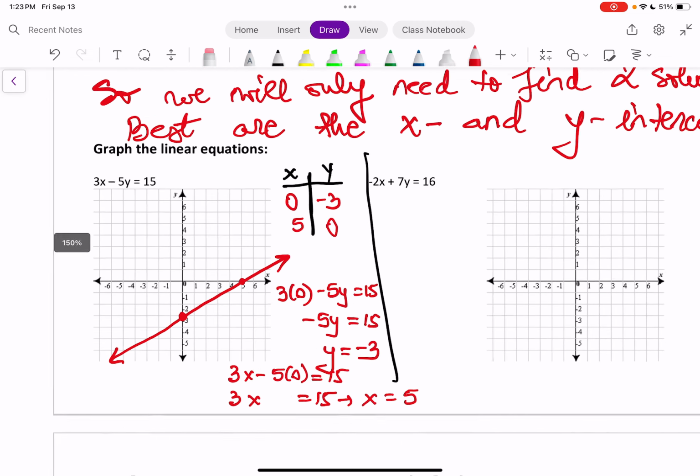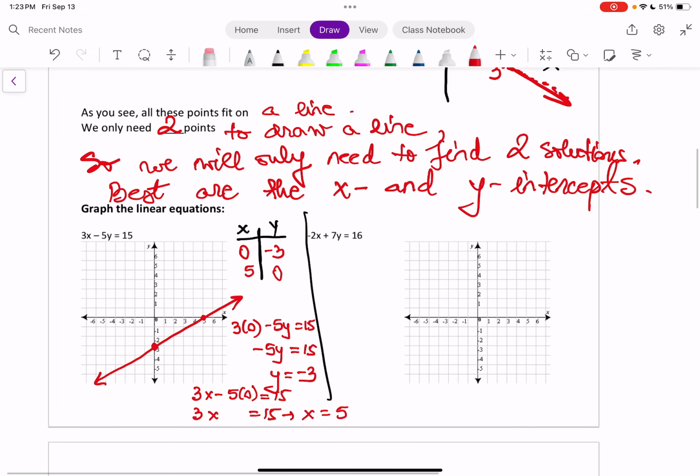By the way, these are called intercepts because look, these are the 2 points through which the line crosses through the 2 axes. They are the intercepts, where the line intercepts, or in other words, crosses the axes. Okay.